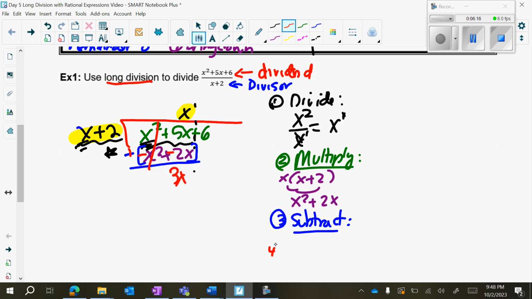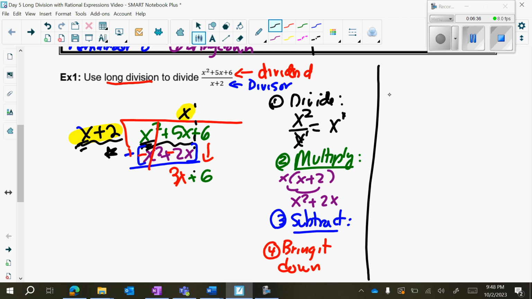And then what's the last step? Bring it down. Remember, we brought down that last number above. So similarly here, we're going to bring down this positive 6. Now we're going to repeat the steps again: divide, multiply, subtract, bring it down. So let's do round 2. Divide. What are we going to divide? We're going to specifically divide the first term by the first term. So what is 3x divided by x? I'm hoping you're going to say just 3 because the x's cancel out. It is 3, but we're going to put a plus 3 because we need some kind of operator in front of the 3. So it's a positive 3.